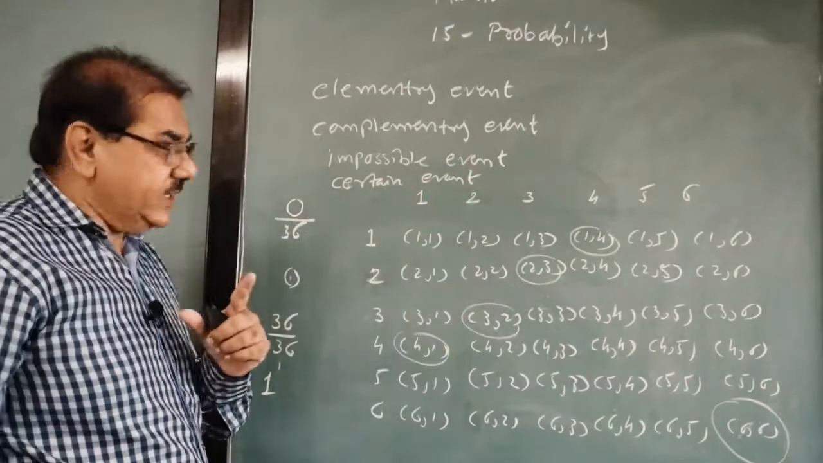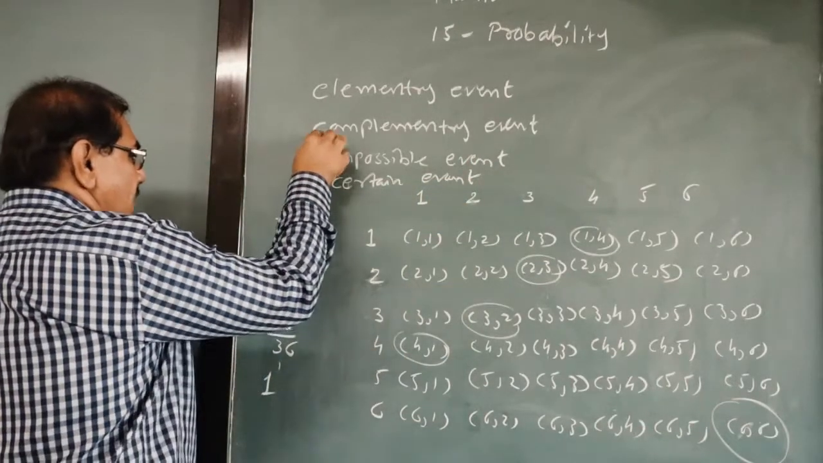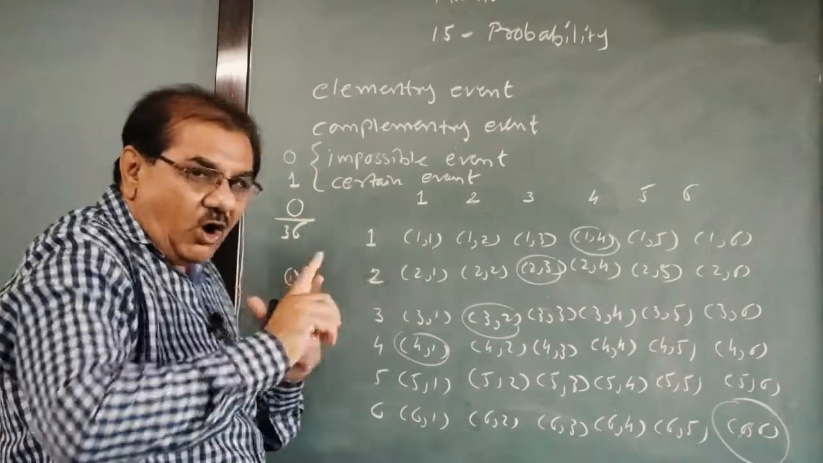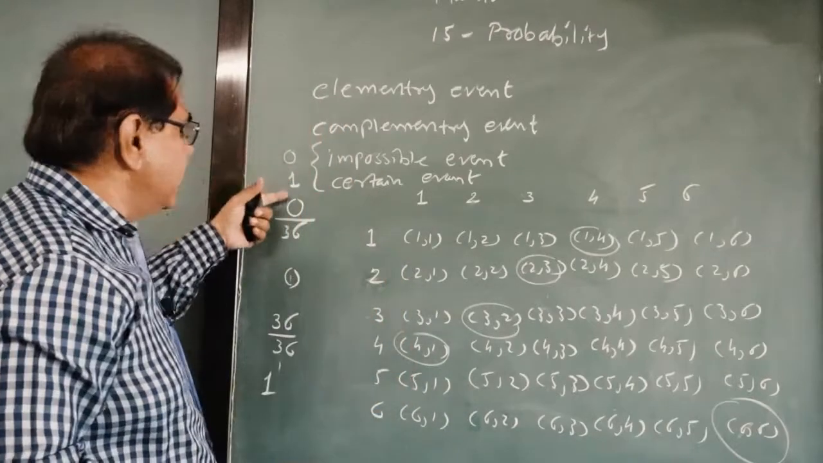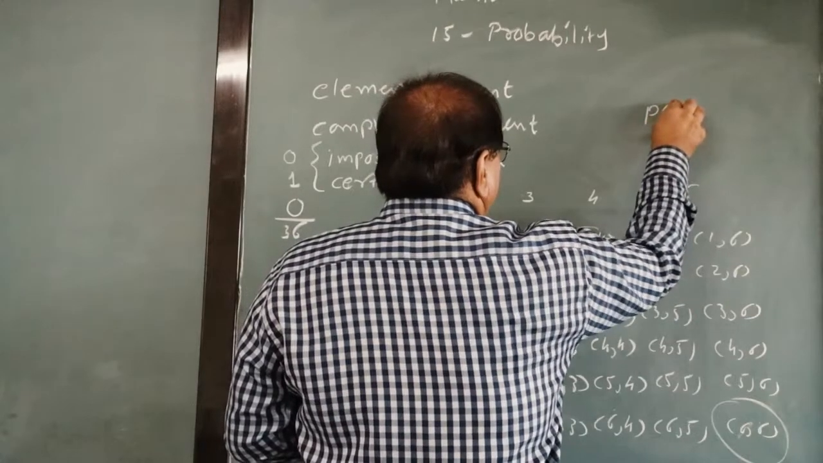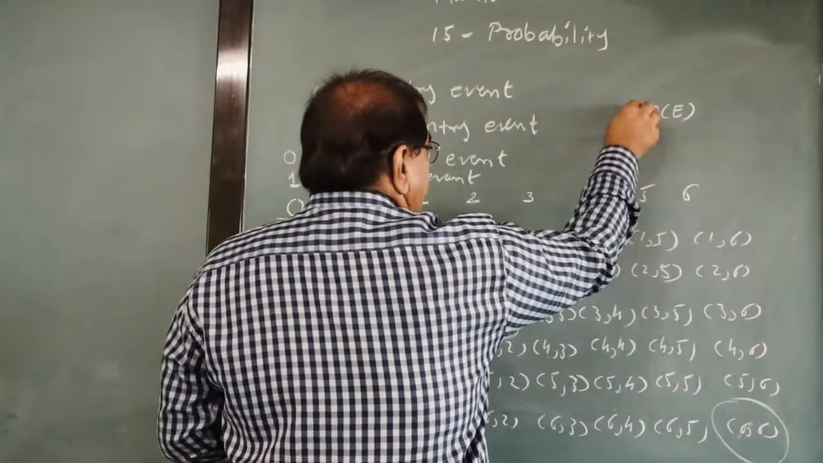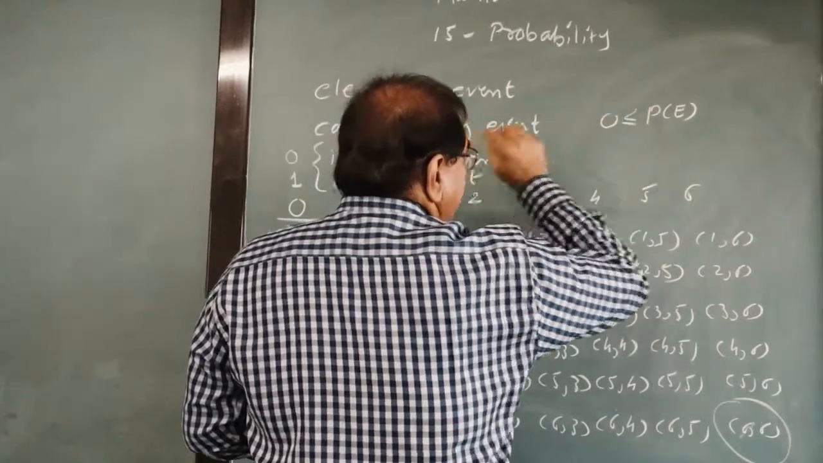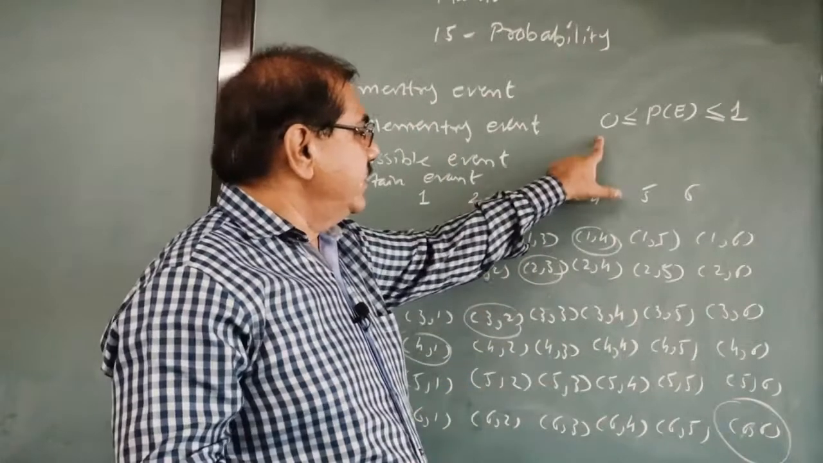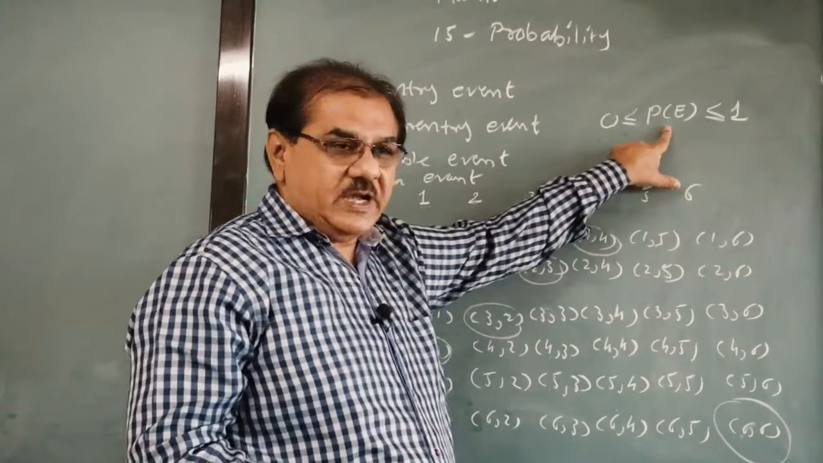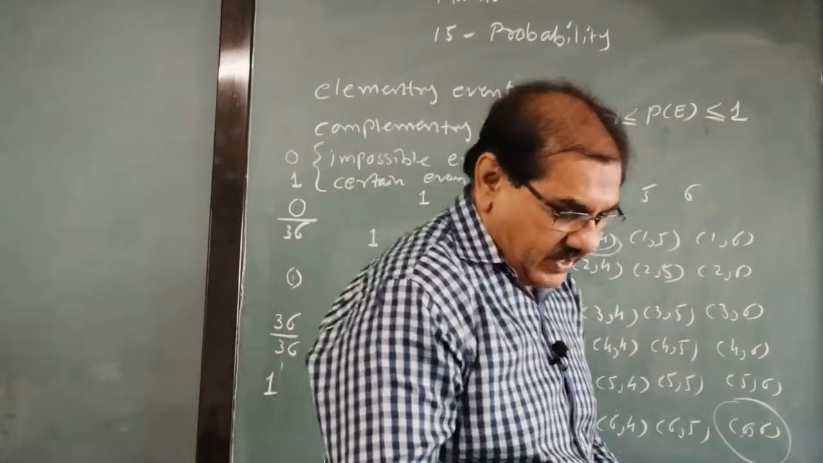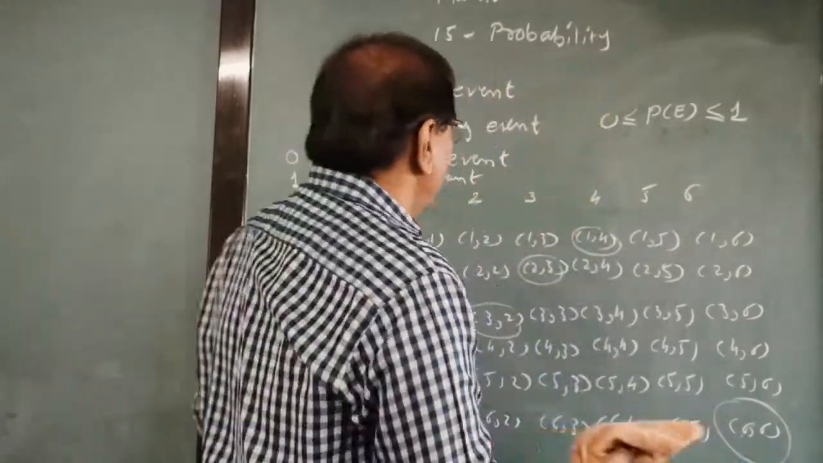So here it is very easily understood that the value of the probability, impossible is 0, certain is 1, and all the rest of the values of the probability lie between 0 and 1. So in general we can say that the value of the probability of any event E is more than or equal to 0, and less than or equal to 1. Ultimately, 0 is less than or equal to the probability of the event, which is less than or equal to 1. So this is the general form to understand what the value of the probability can be.